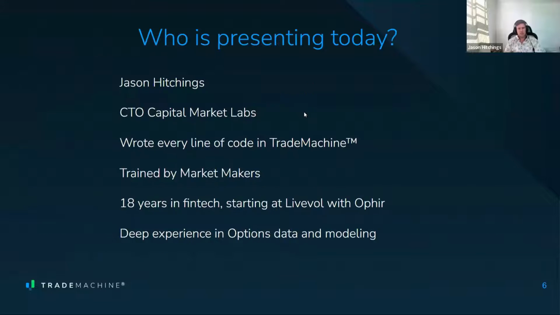Great. So I'm Jason Hitchings. I'm the CTO at Capital Market Labs. I'm the architect of TradeMachine. I've been in financial technology and in options for a long time, and I've been working with our CEO, Ophir, for about 8 years at CML, and then we worked together previously at a company called Livevol that got bought by CBOE.